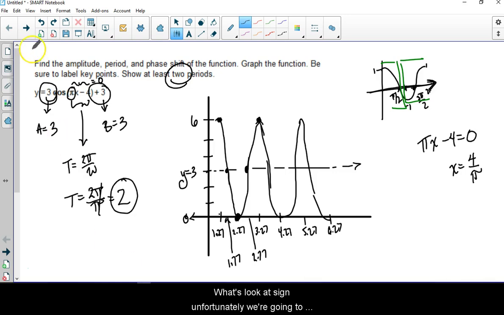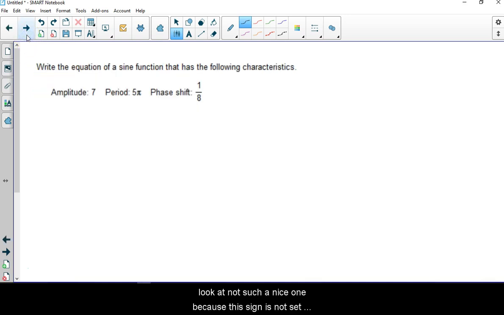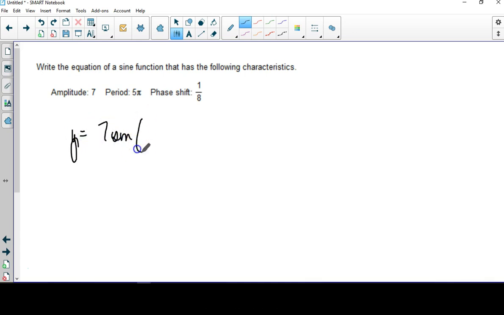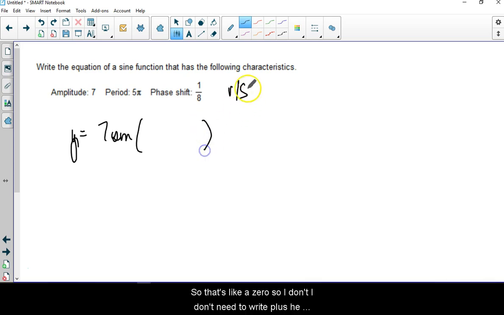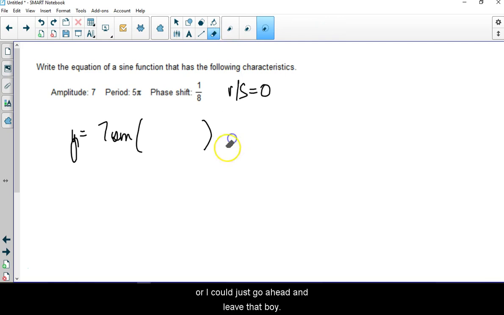Let's look at sine, and unfortunately we're going to look at not such a nice one, because this sine is not set up for us yet. They gave us the information and they said, hey, figure out what the equation is so that you can graph it. Amplitude's easy. We know that goes here. I don't have a vertical shift, so that's like a 0. So I don't need to write +0. I could just go ahead and leave that blank.